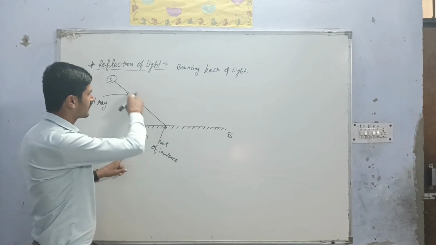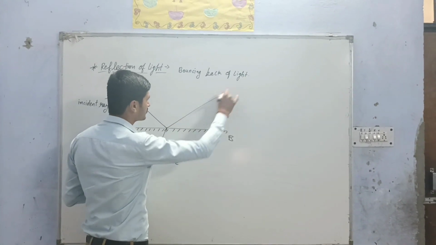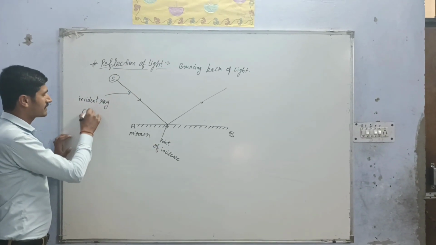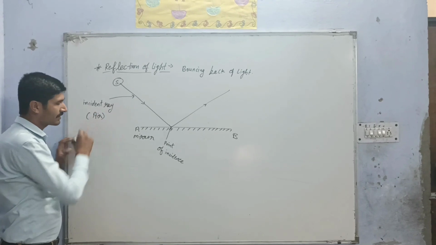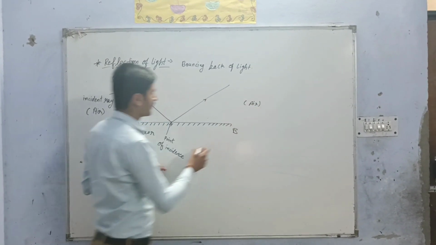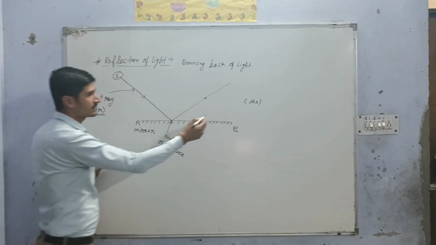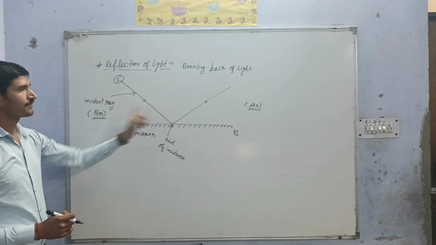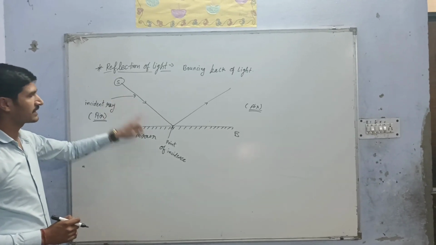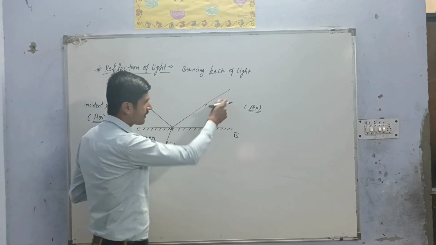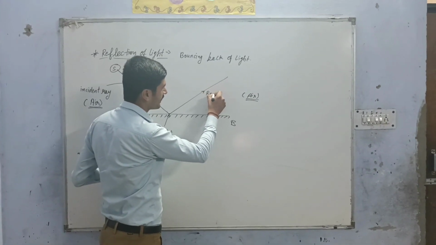At this point, the ray gets bounced back into the same medium. Same medium means the incident ray is inside the air. Now this ray is also in air. So now you can see that the medium is not changing. Medium air is the same in both the rays. So that is the same medium. That means the ray is bouncing back in the same medium. So the ray that bounces back is known as a reflected ray.